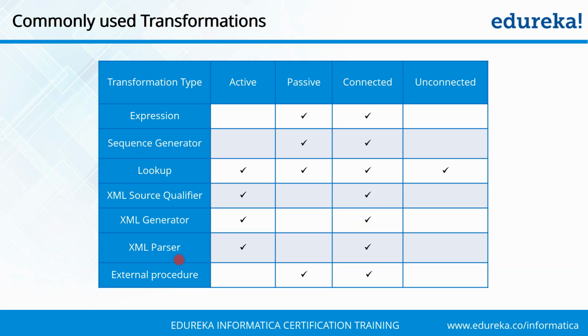Now finally in this list we have the external procedure transformation. This is a favorite of most developers. It comes in handy when you need to perform complex calculations. You can make use of various expression and aggregator transformations to do this, or what you can do is write a procedure in an external shared library or a dynamic library and call it remotely in the external procedure transformation. So are we clear with these 7 transformations as well?